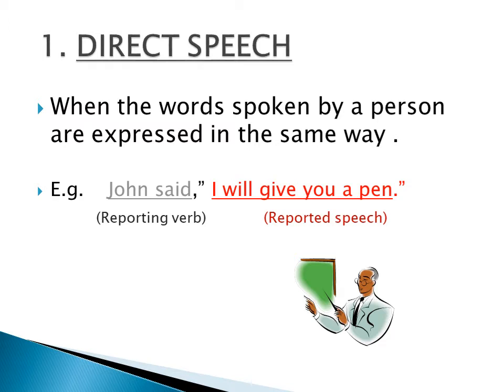So the first one is direct speech. When the words spoken by a person are expressed in the same way, it is called direct speech. For example, John said, I will give you a pen. So in this sentence, John said is the reporting verb and I will give you a pen is the reported speech. So John is directly saying that he will give a pen to you.